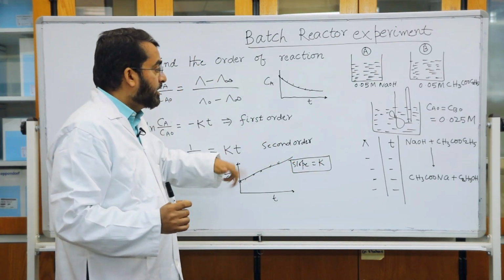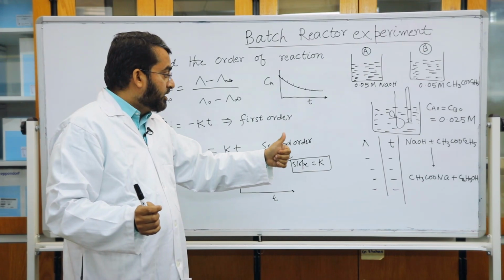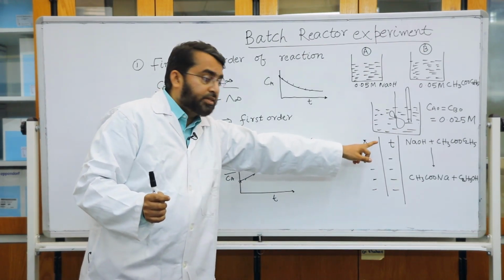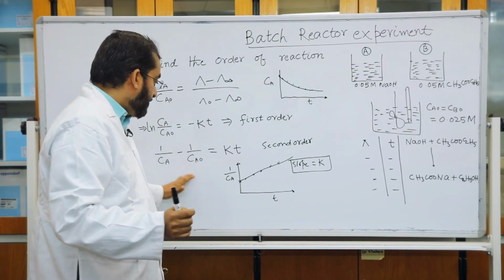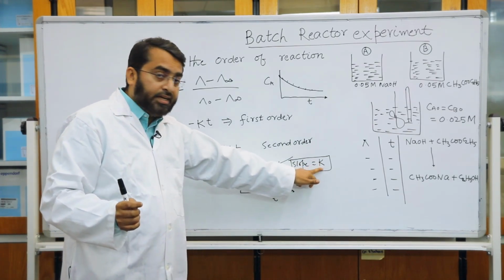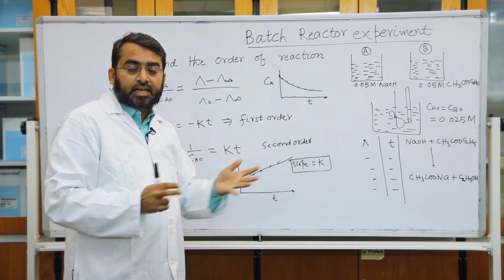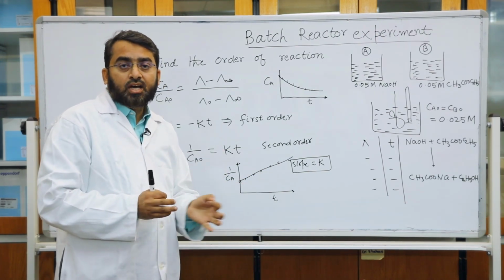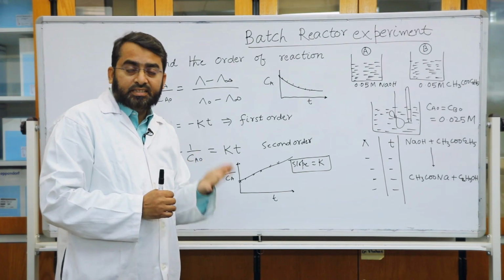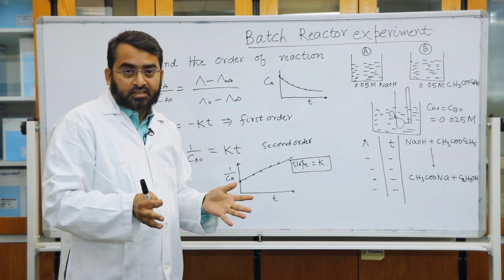You repeat the same thing. You have the conductivity versus time data for the other temperatures, so repeat the same graph, get the slope value k, and you will get k values at different temperatures. Then using the Arrhenius equation you can find the activation energy for the reaction.